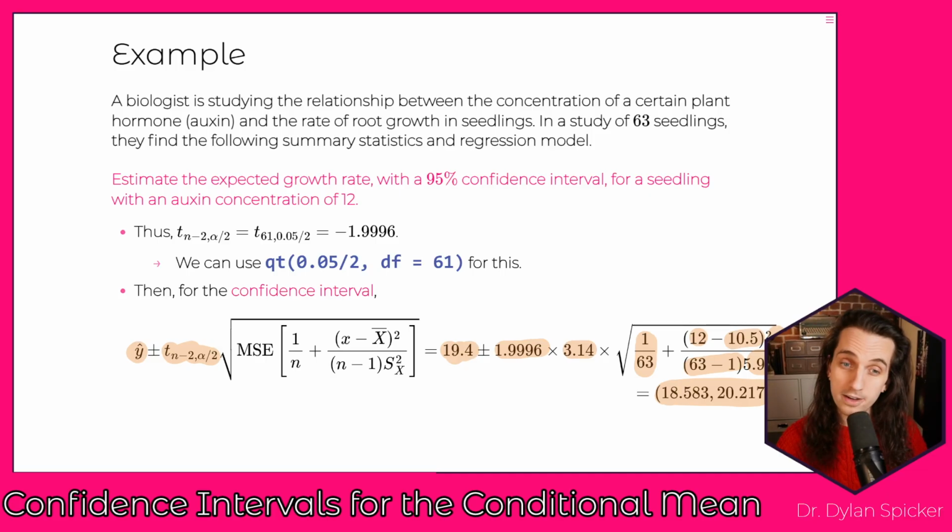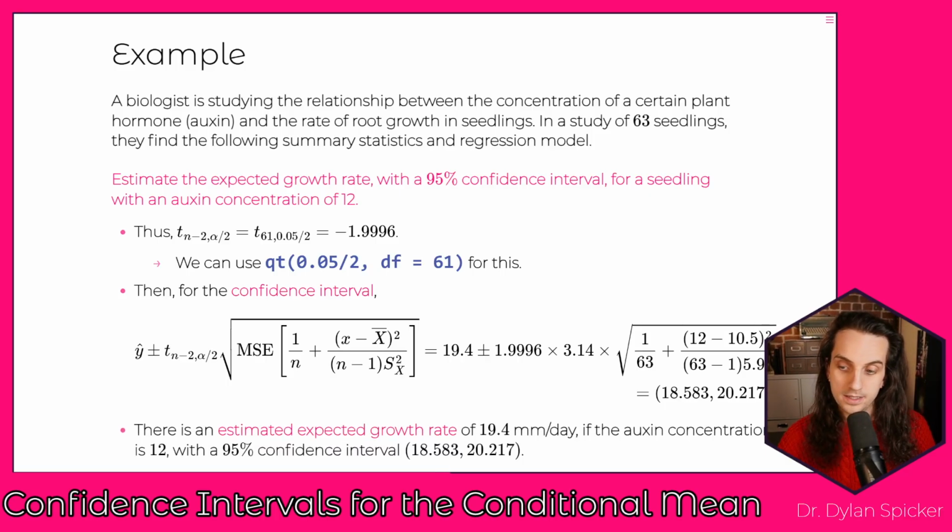And so that gives us a 95% confidence interval for the rate of growth of a seedling if there's an auxin concentration of 12. Our estimate is going to be 19.4 millimeters per day, and then the rate of growth is going to be falling into this confidence interval here.